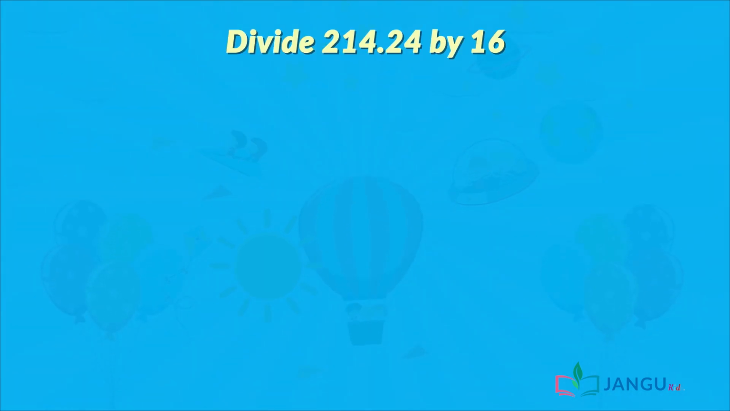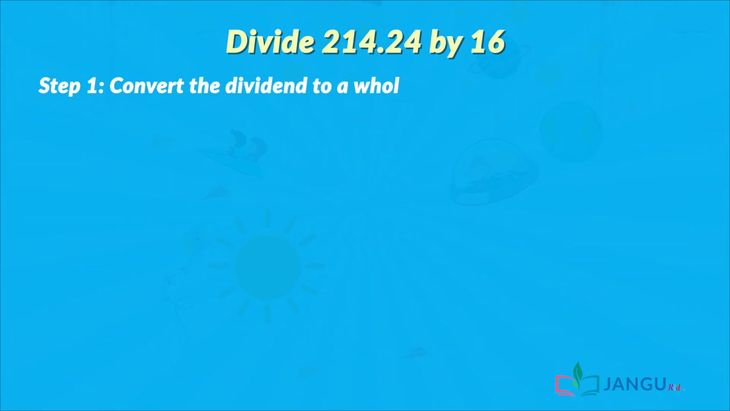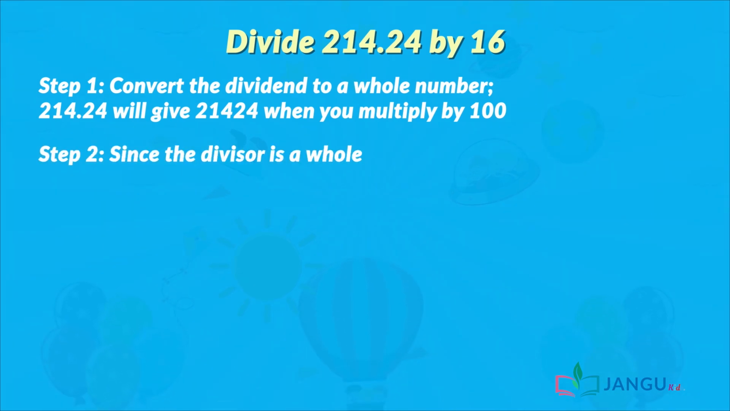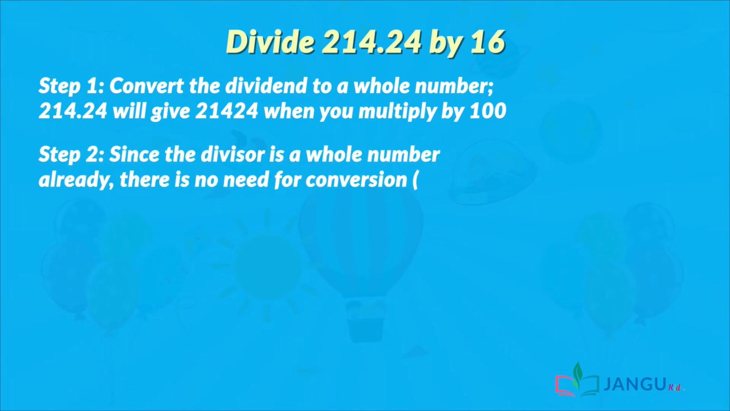Divide 214.24 by 16. Step 1. As we mentioned earlier, convert the dividend to a whole number. So 214.24 will give you 21,424 when you multiply by 100. Since the divisor is a whole number already, there is no need for conversion.